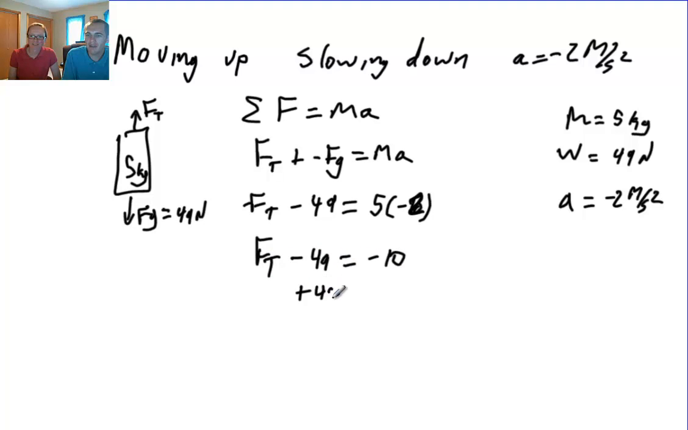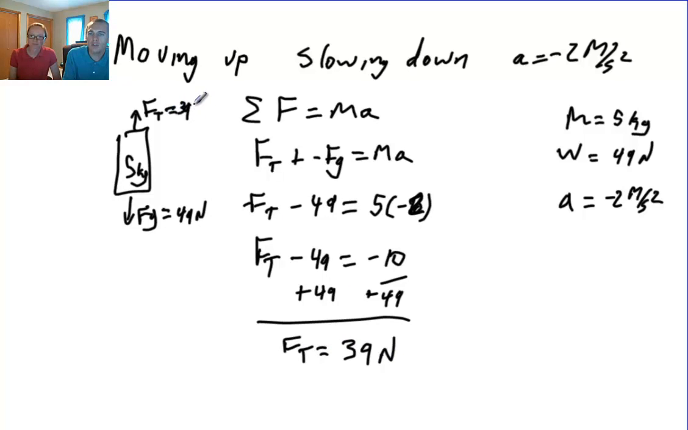So now when I add my 49 over, I get Ft equals 39 newtons. It's still positive, okay? It's still an upward force, otherwise this would be in free fall. But it's not enough to even balance these forces, so my acceleration is still down. And my net force is negative 10, which follows, 5 times negative 2 is negative 10. So it's almost exactly the same, only in reverse. And that's why it's important to keep track of sign and what direction things are actually moving.